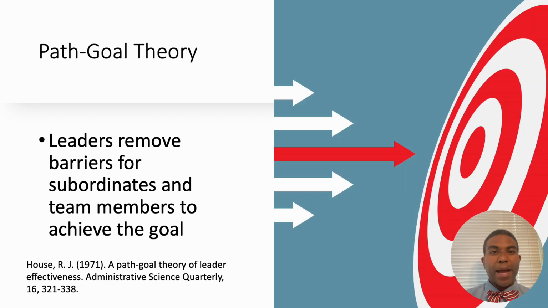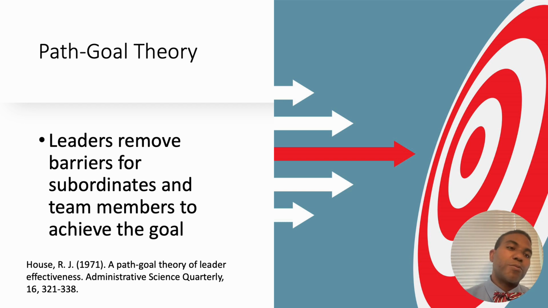All right, let's talk about path-goal theory. So here, essentially, you have a goal that you're trying to achieve, and then there is a path that's going to get you there. And the leader's job is to remove barriers, right? They, in quotation marks, clear the path. So you can see my quotation marks here.